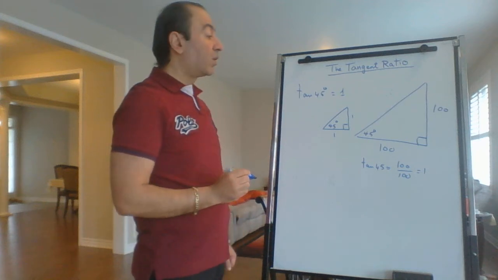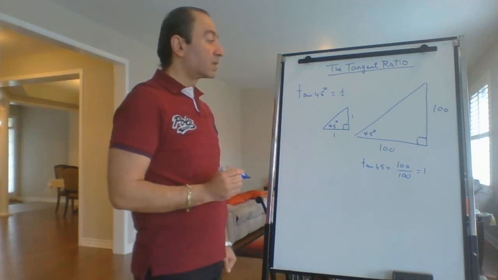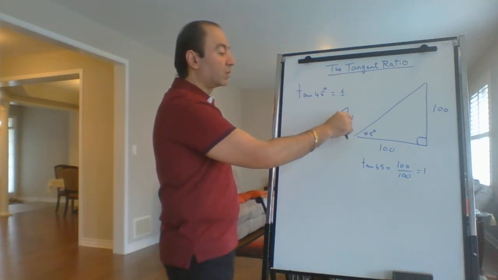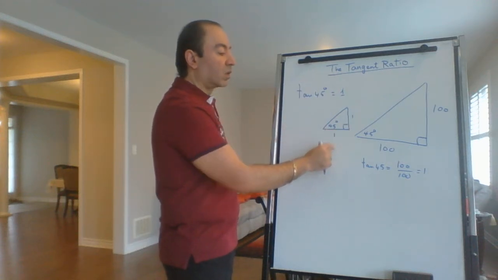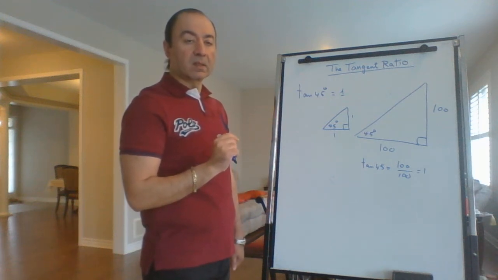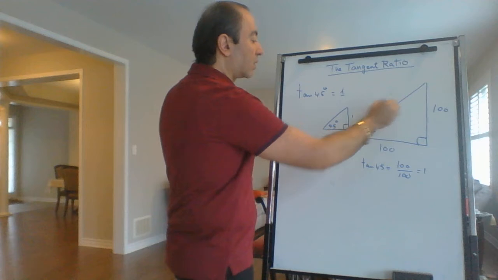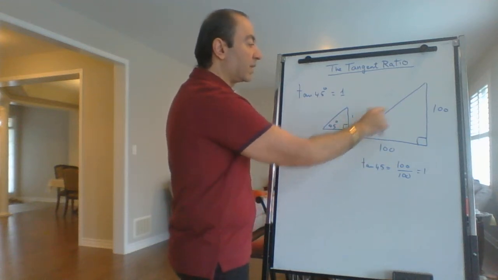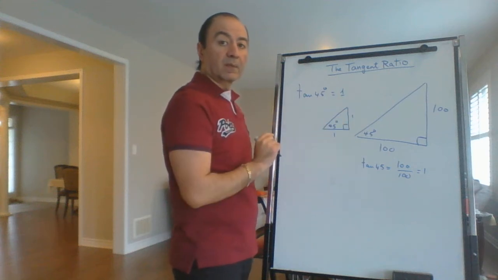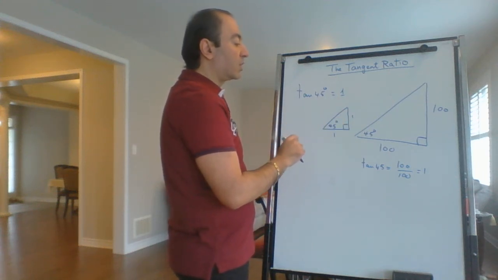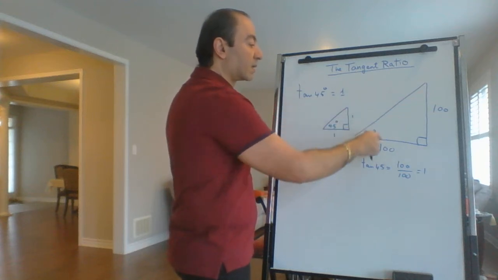Okay, so no matter how big or small your triangle is, if you have a 45 degree angle in a right triangle, the ratio between the opposite and the adjacent will always be 1. Why is it like this? Because those are similar triangles. You see, you have two equal sides, that makes those triangles similar. And we know that similar triangles means the ratios between the sides are the same.